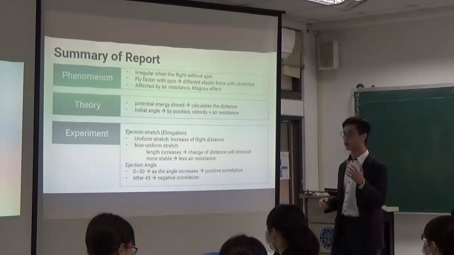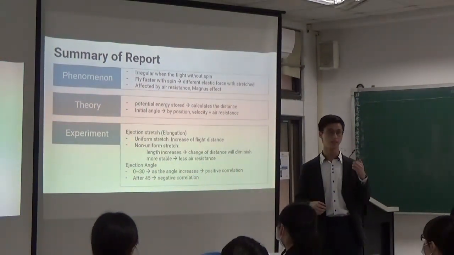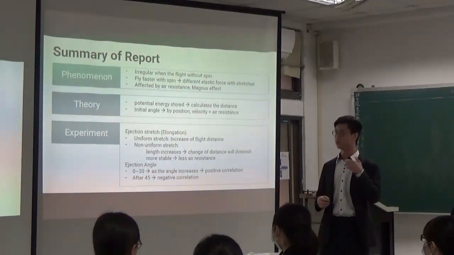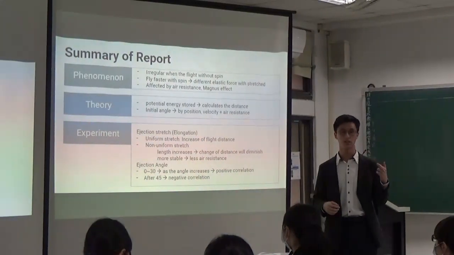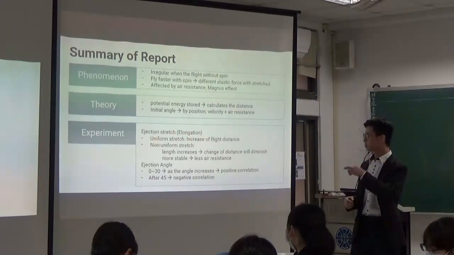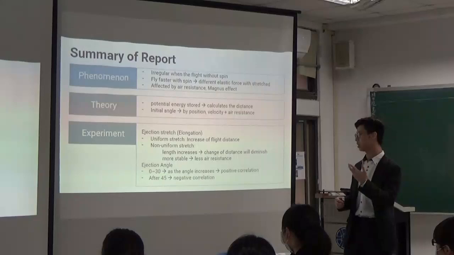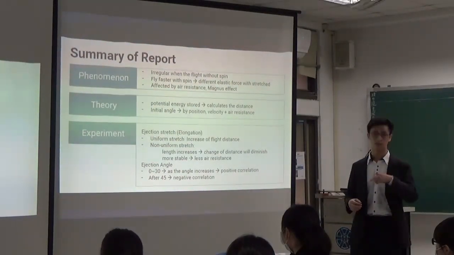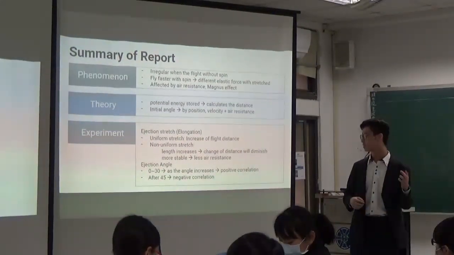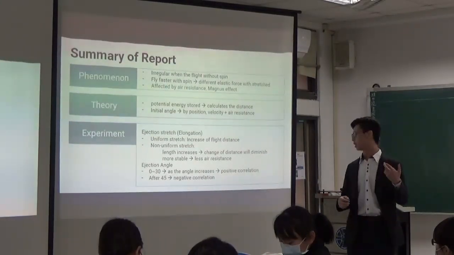For the theory part, the reporter calculates the potential energy stored and calculates the distance, and also considers the initial angle, position, and velocity, solving the differential equation considering the air resistance. For the experiment, they first tested the ejection stretch, or the elongation. The uniform stretch increases the flight distance, and with the non-uniform stretch, once the length increases, the change in distance will diminish, and it will be more stable, therefore that's air resistance.